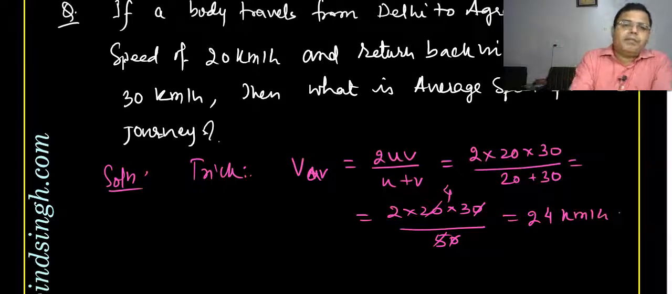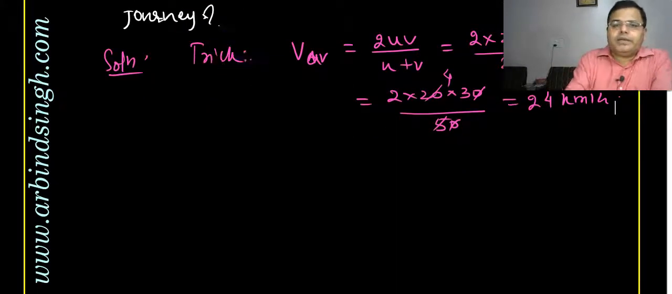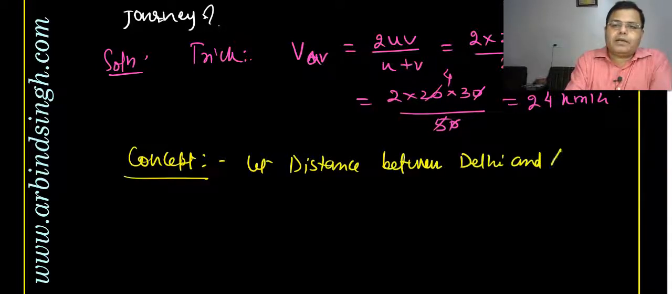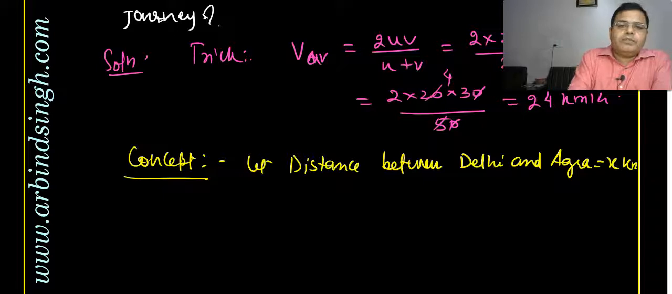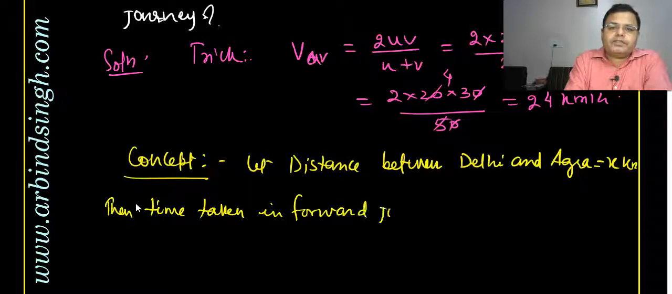But let's do this question with the concept as well, so that it will be crystal clear and you will be able to understand this. Let the distance between Delhi and Agra be x kilometer, right? So the time taken in the forward journey, that is t_f.